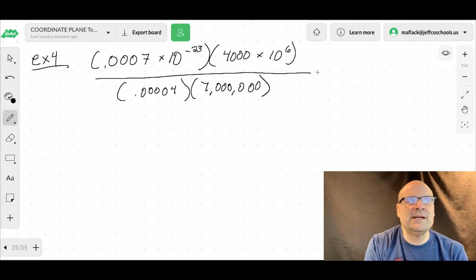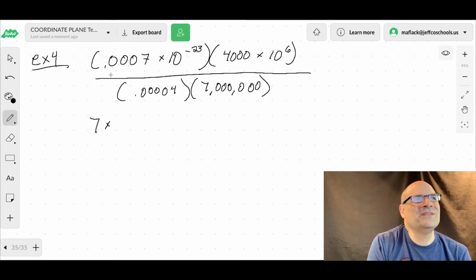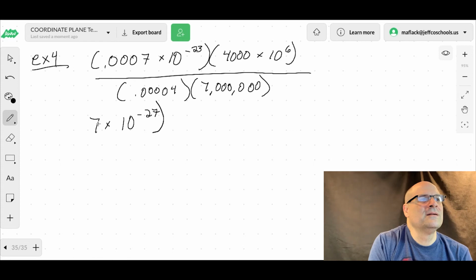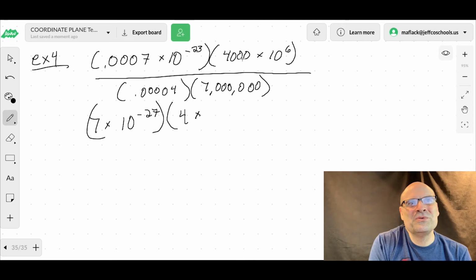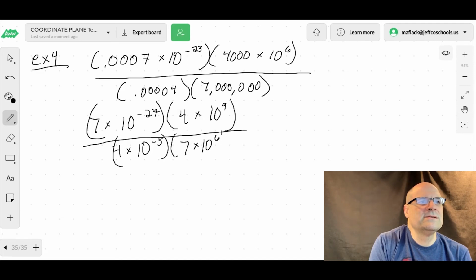Let's convert everything to scientific notation first. So this is going to be 7 times 10 to the negative 4th times 10 to the negative 23rd. So we're going to add those exponents together to get negative 27th. All times 4 times 10 to the 1, 2, 3 times 10 to the 6, so 10 to the 9th. You see how we're doing that? Step by step. All divided by 4 times 10 to the negative 5th times 7 times 10 to the 6th.